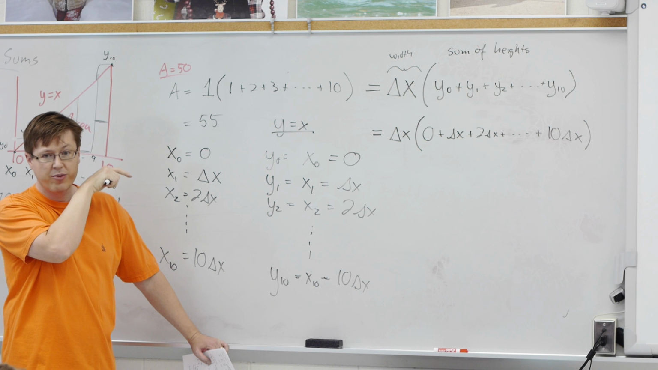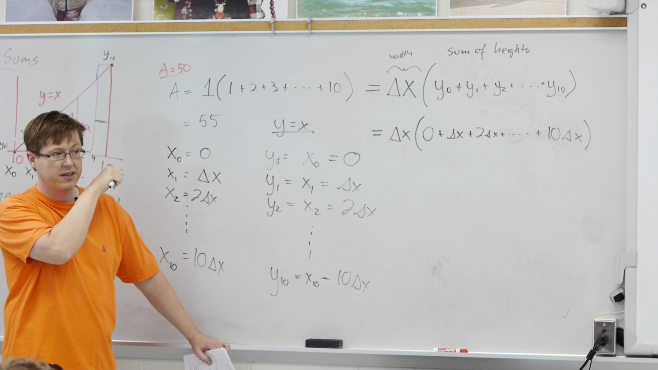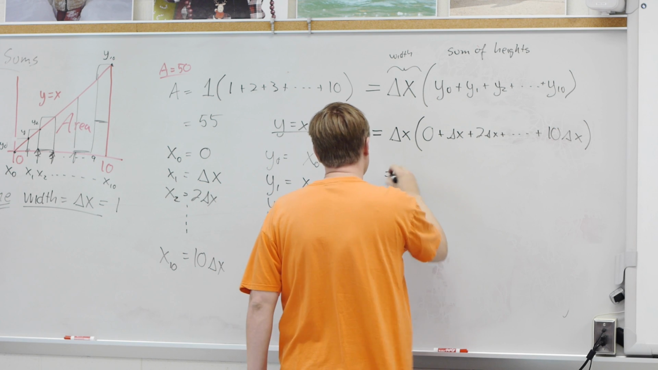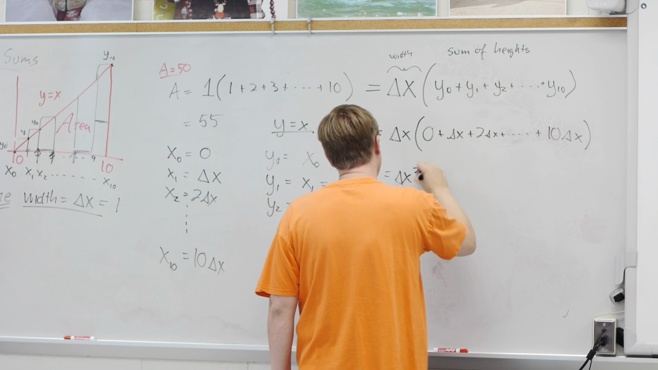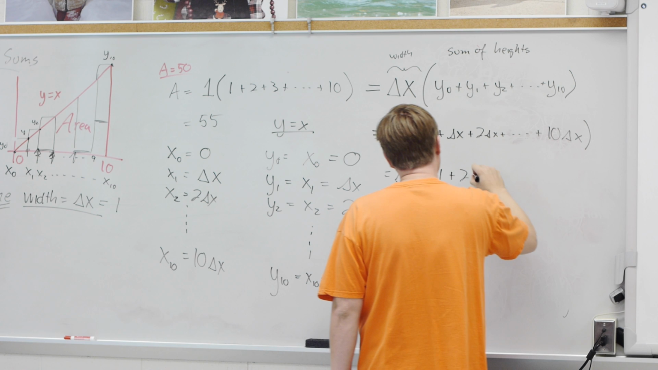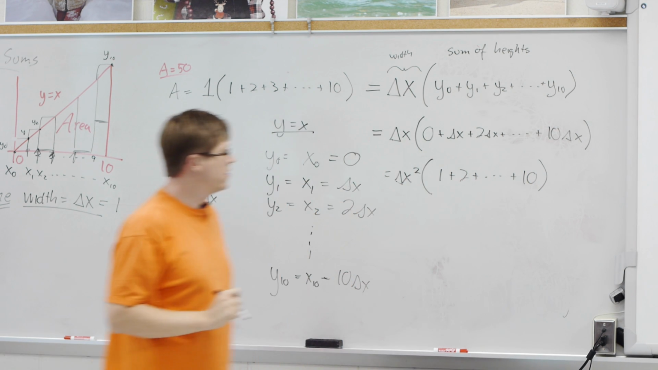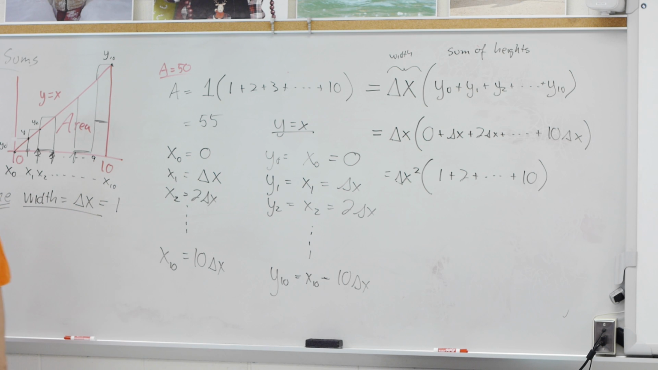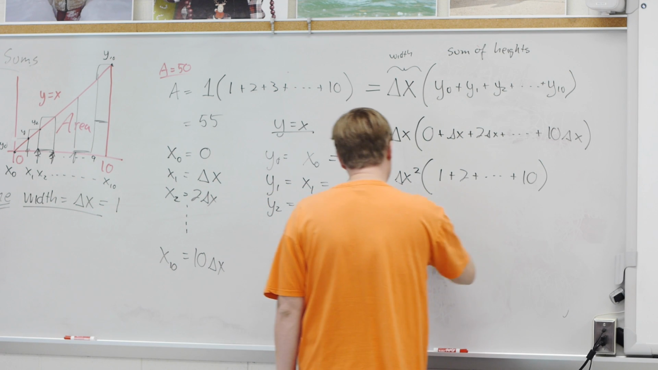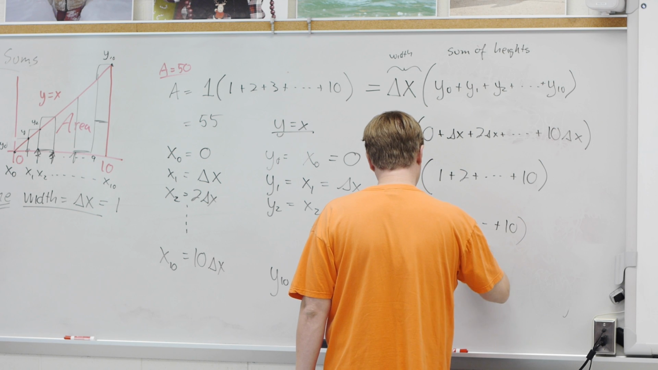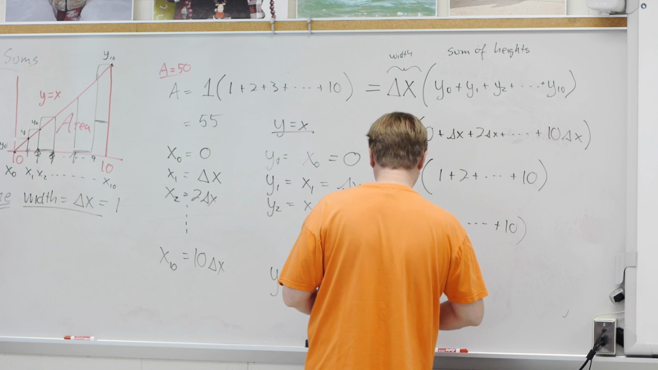What can I factor out of the parentheses? Delta x. Factor out a delta x. I'm not going to write the 0 because it's just 0. So that gives me a delta x squared times 1 plus 2 plus all the way up to 10. Which for us, since delta x was 1, is just 1 times 1 all the way up to 10, which is 55.